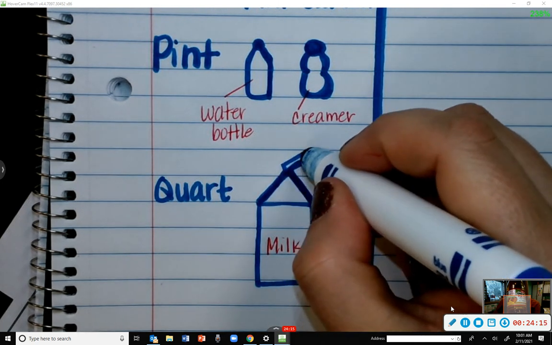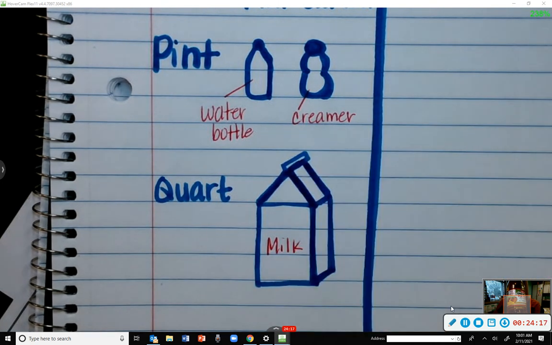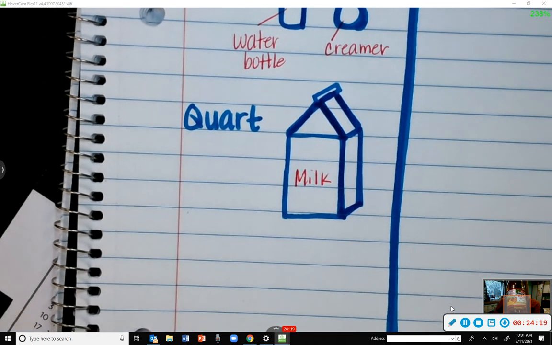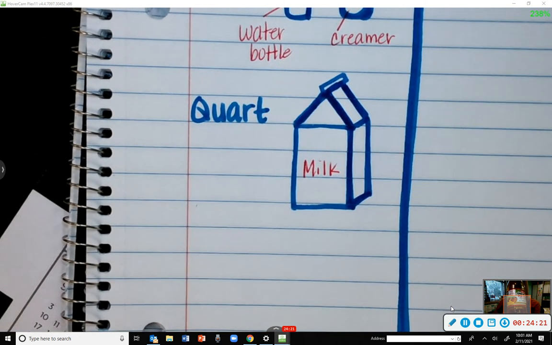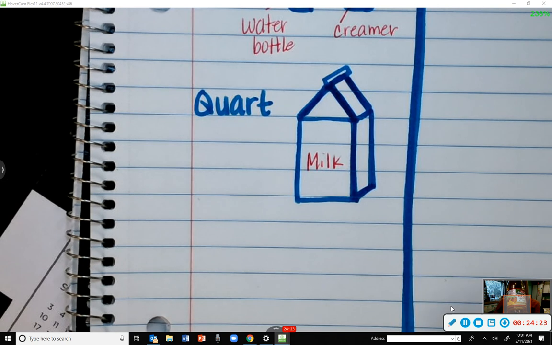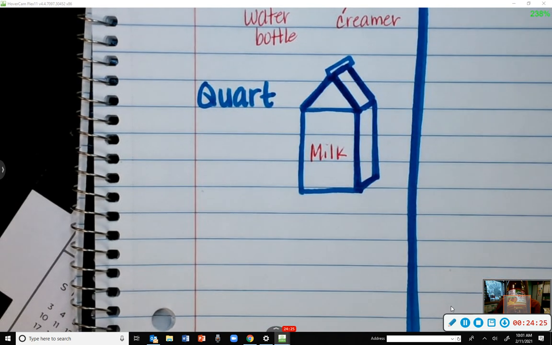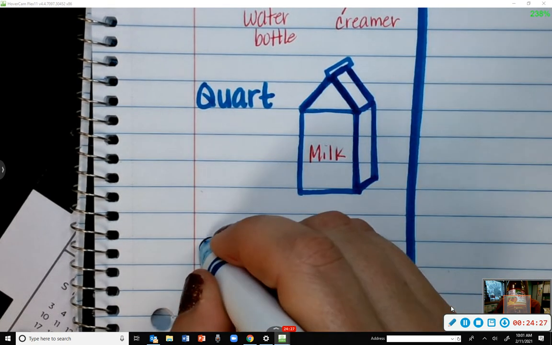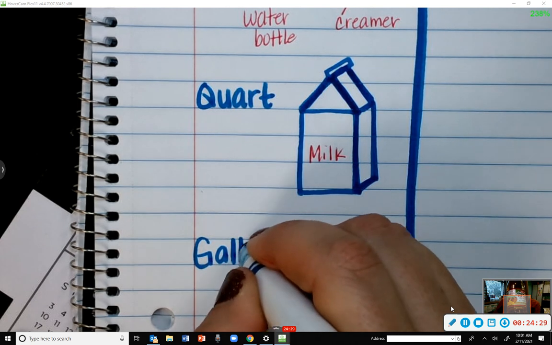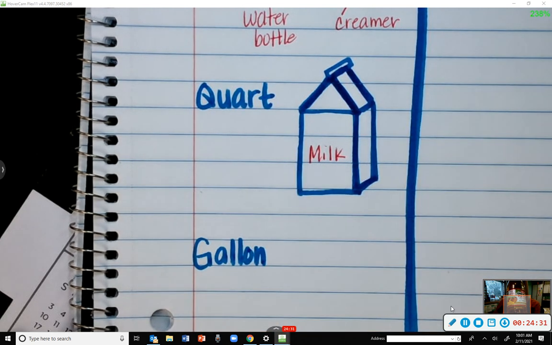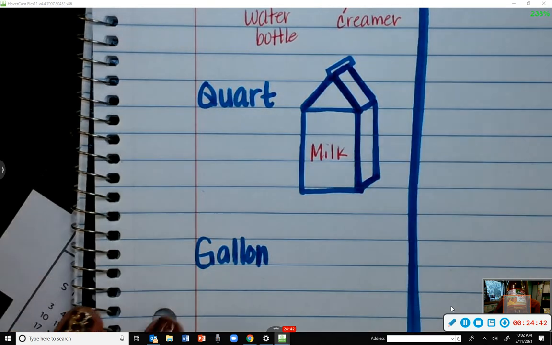And then what could we draw for the gallon? Soda. No, that's liters. What did we just look at, Bryson? Jug of water. The big jug of water that I showed you guys, a jug of milk. When you need to paint a room, does it come in gallon cans? Yes. Yes, so a can of paint.